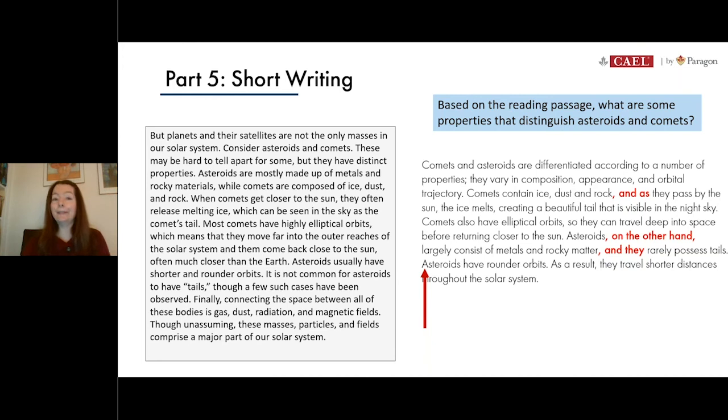And this is my final detail, and I'm supposed to be contrasting asteroids against comets. So I'm just going to start my sentence with that transition. This is a prepositional phrase, but it establishes that contrast. So I'm going to say, in contrast to comets, asteroids have rounder orbits. As a result, they travel shorter distances throughout the solar system.